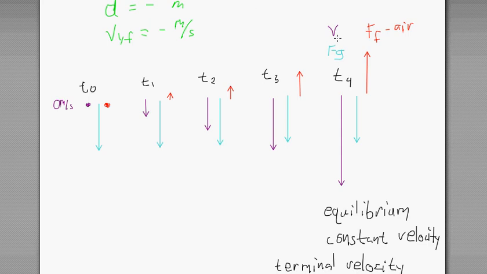Now, why does air friction build up? Because your velocity builds up. As your velocity builds up, very important. I guess I should really stress this. As velocity increases, so does air resistance.